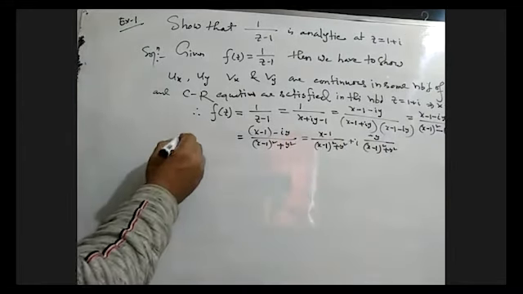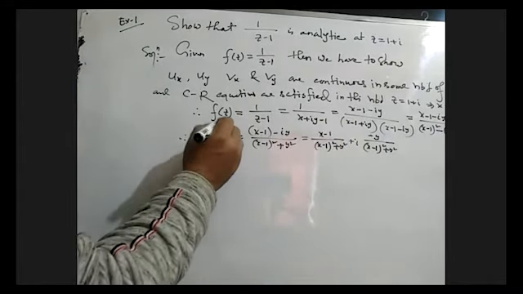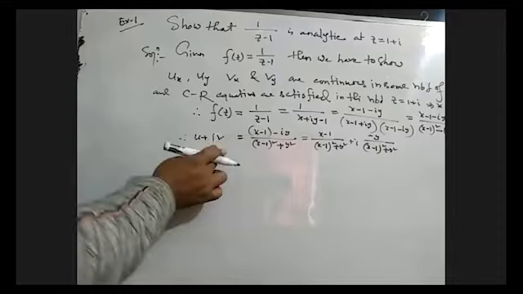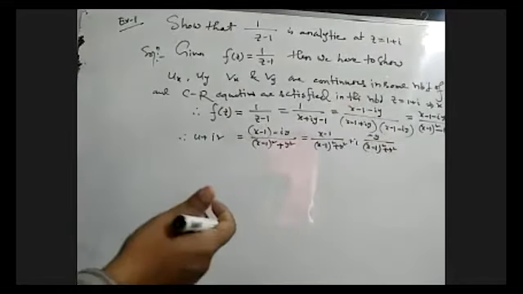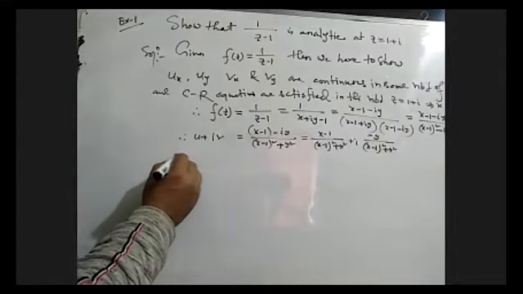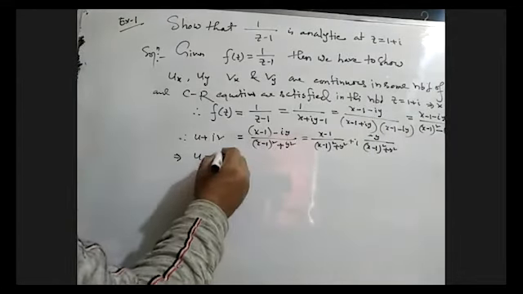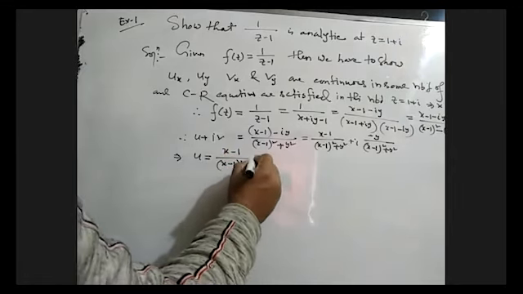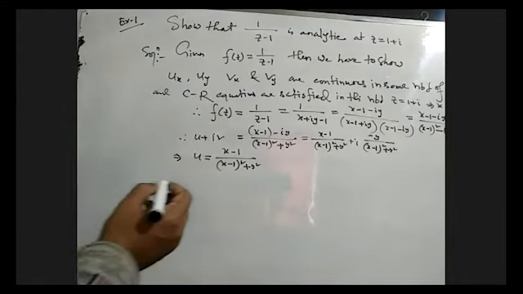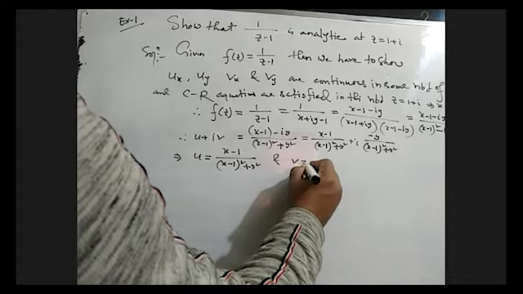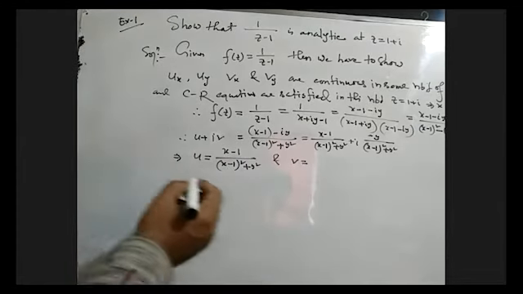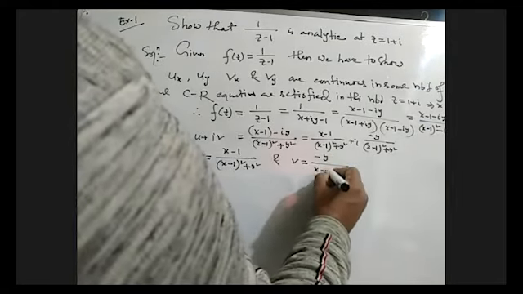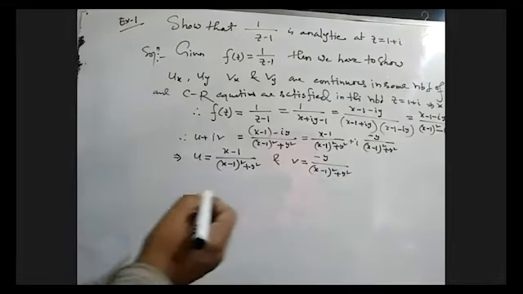So therefore u plus iv equals this. This is the uv plane and this is the xy plane. So equating real and imaginary parts, u equals the real part, x minus 1 divided by x minus 1 whole square plus y square. And the imaginary part, v equals, what will be? Minus y divided by the same denominator. Okay.